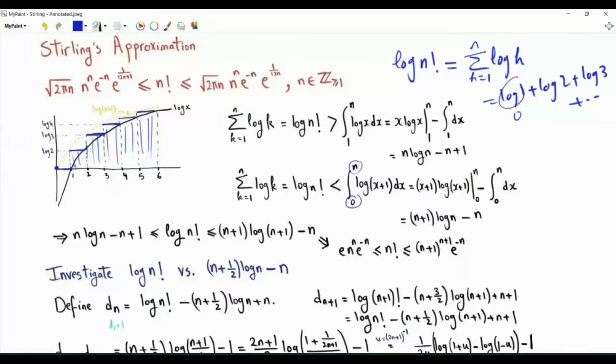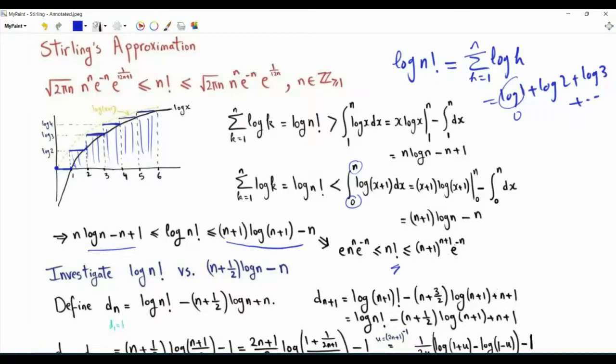So we have those bounds. So this is the logarithm of factorial n. And this is the upper bound. This is the lower bound. If we basically exponentiate the three sides, we will get that the factorial of n is living between n to the n, e to the minus n, and the upper bound, which is n plus 1 to the n plus 1, e to the minus n.